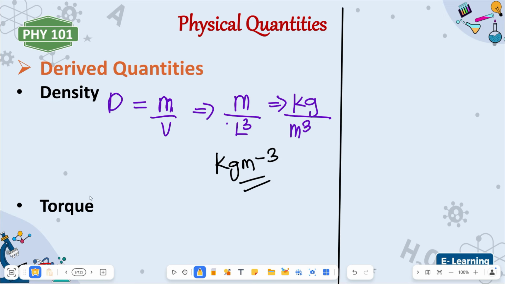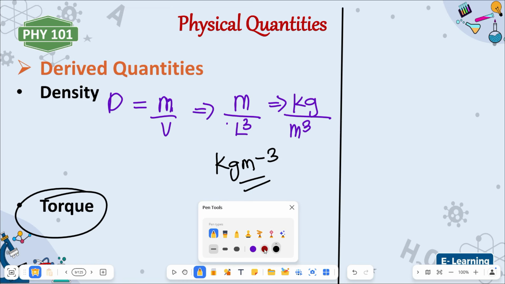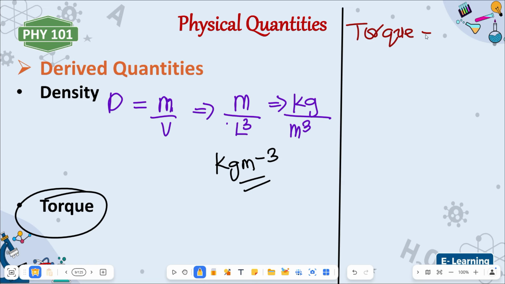Now the next one is torque. Torque is force times the perpendicular distance. Torque, force, times the perpendicular distance. Is that okay?